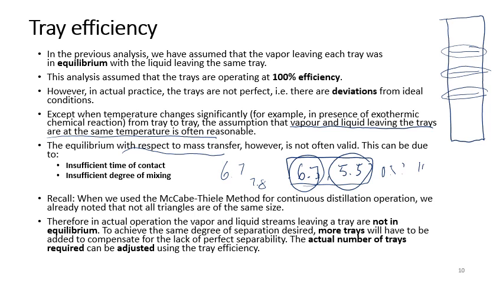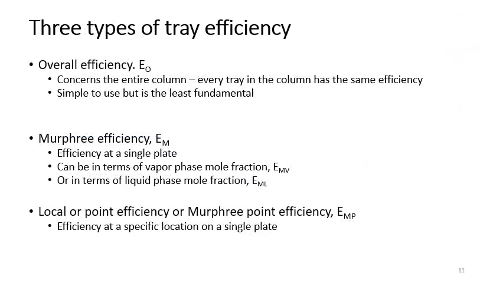So now we're going to talk about the different types of efficiency. Let's introduce three types of tray efficiency. I'm sure there are more types in the books out there, but let's have a look at some basic ones. First you have the overall tray efficiency. Overall tray efficiency concerns the entire column. Every tray in the column has the same efficiency. This one is simple to use, but is the least fundamental. So this one is like the normal efficiency definition.